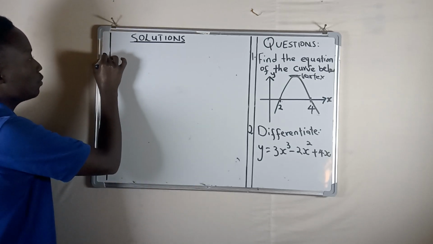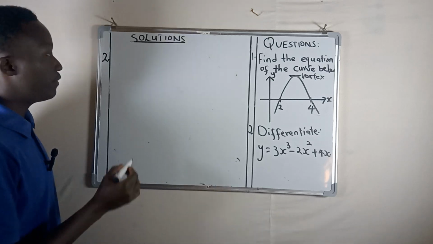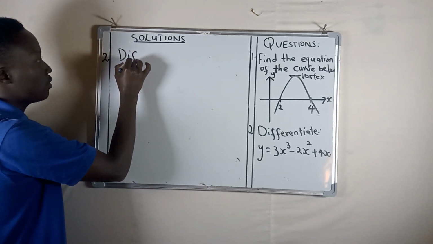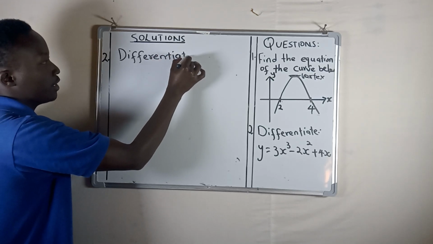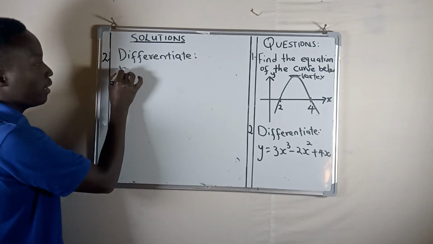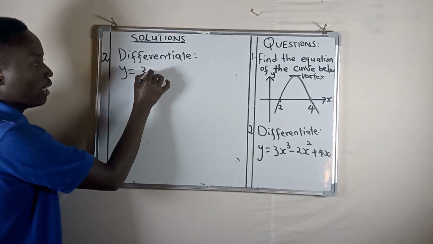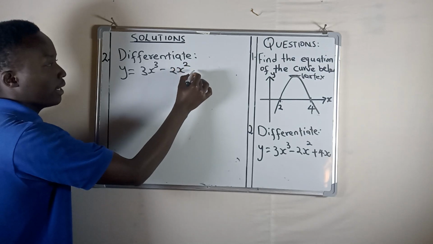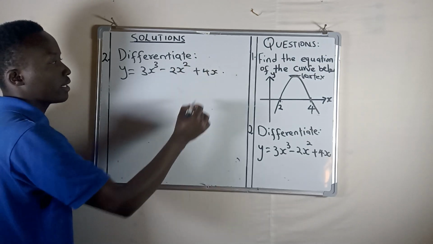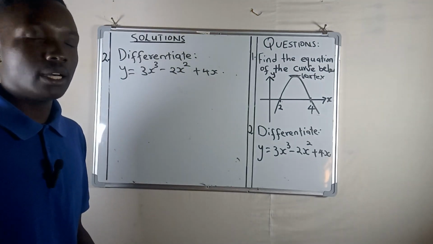So question number 2, we are being told to differentiate. We are supposed to differentiate y is equal to 3x cubed minus 2x squared plus 4x. We have been told to differentiate that.